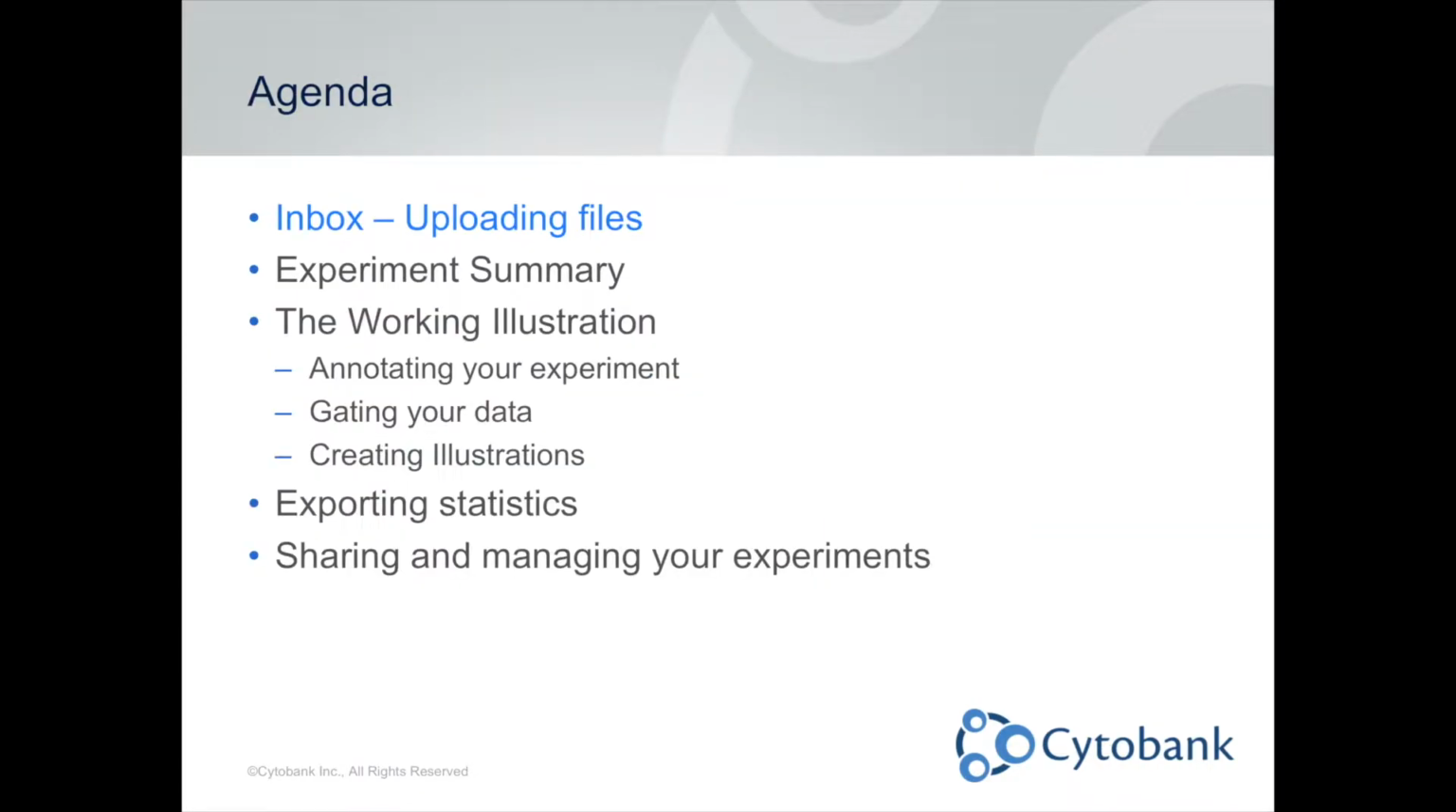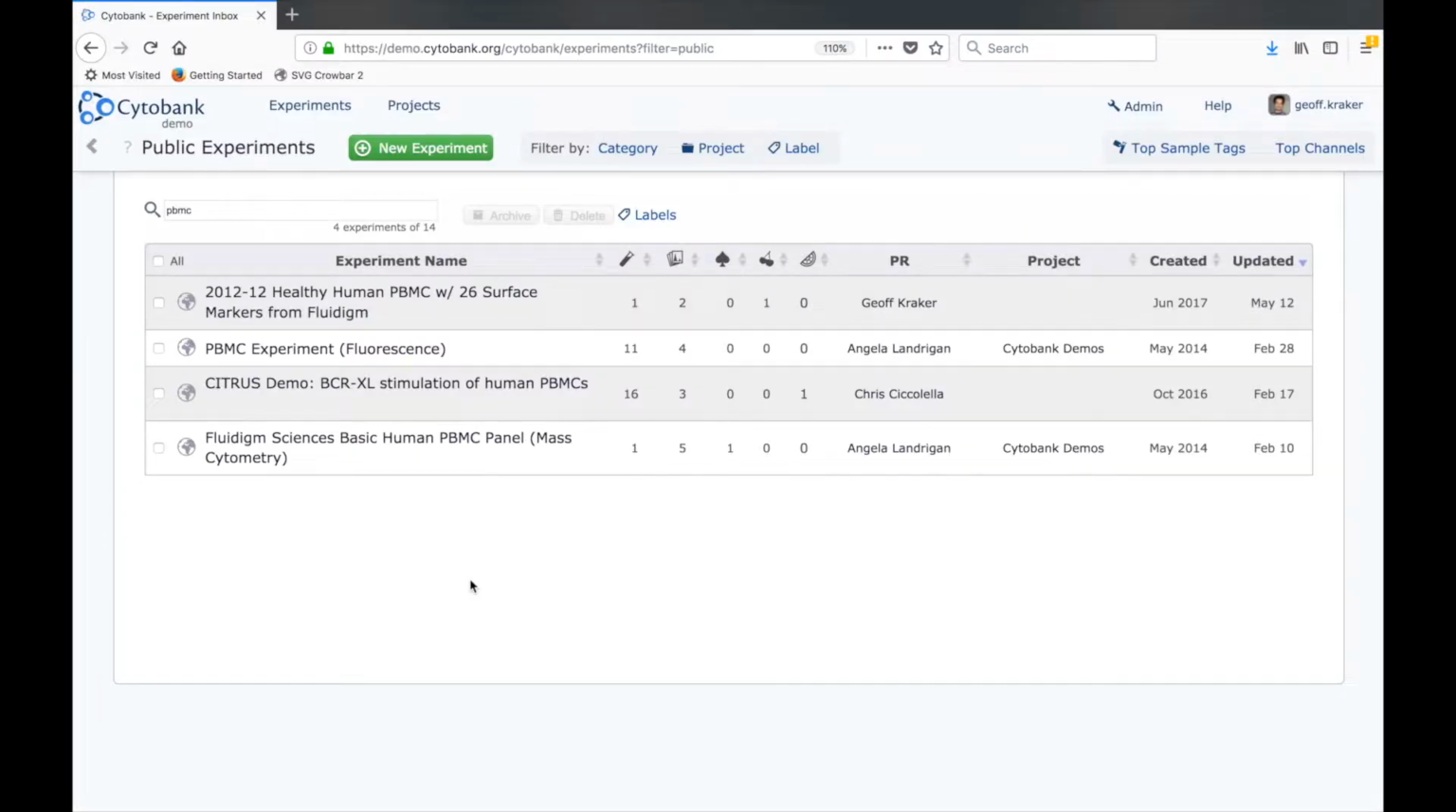So first up, the inbox, the very beginning. How do you get your data into Cytobank, and how do you start working with it? When you first log into Cytobank, you're presented with a screen where you see all the experiments you have access to. If you have a brand new account, you'll see only experiments with a little globe next to them. This means that these are experiments visible to everybody on the server, and we've made several of our demo experiments visible like this for people to practice with.